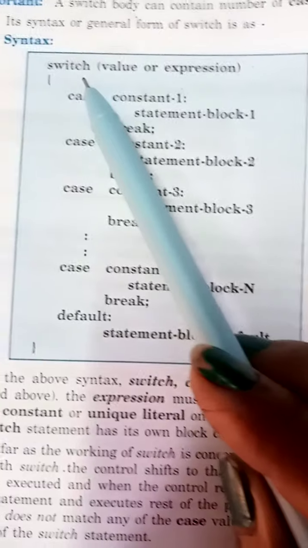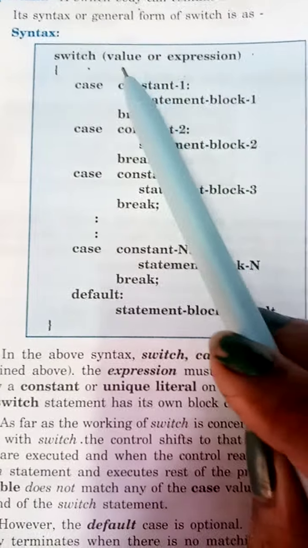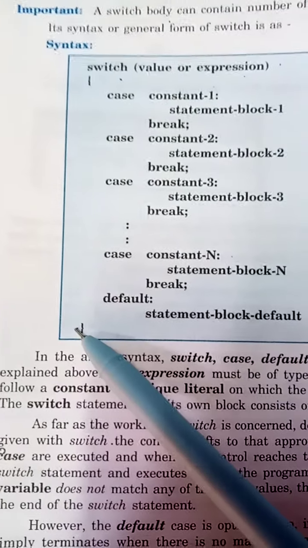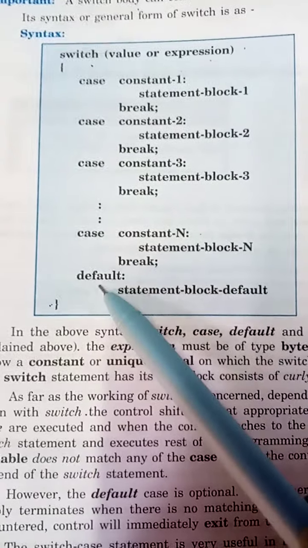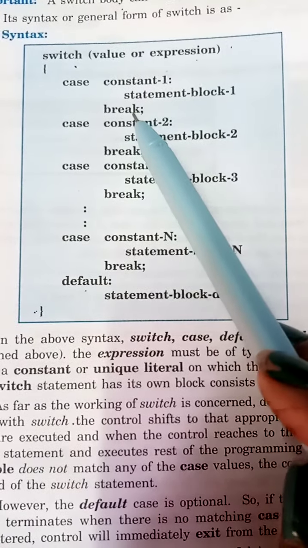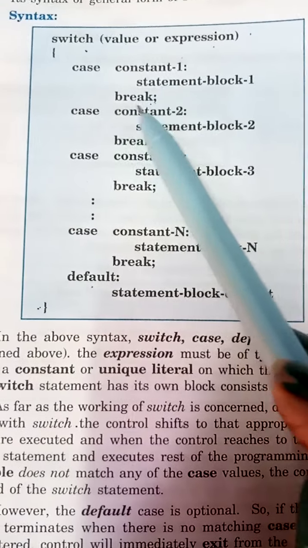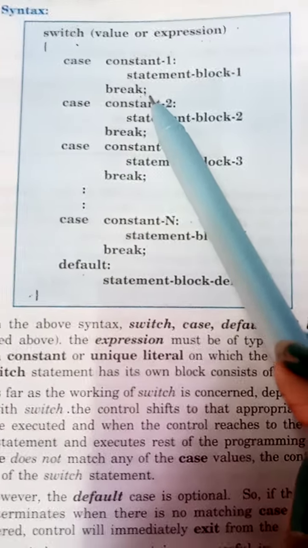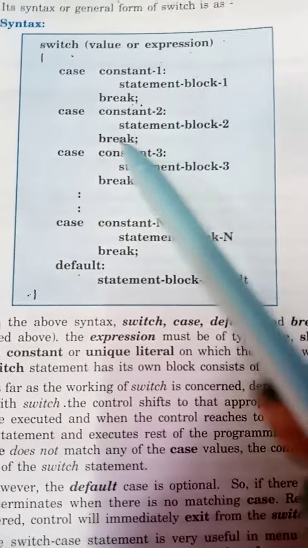As given in the book, switch is a keyword. Just after that, within parentheses, comes a value, variable or expression. Then the braces of switch will be there, and within the braces you will write the different cases one by one, and each and every case will end with a break statement. Break statement should be there. Why? I will tell you later on.